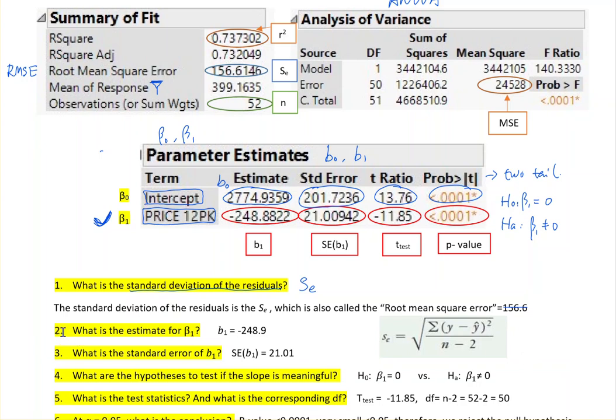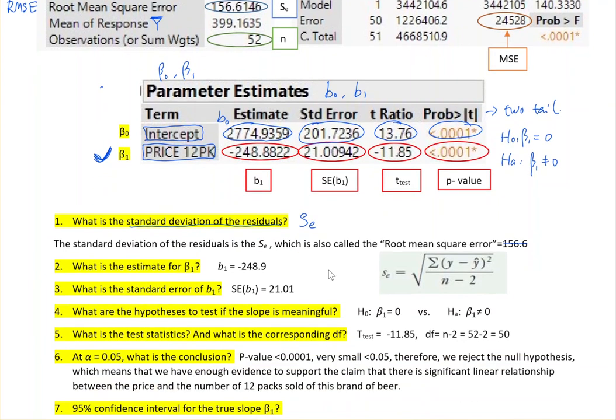Alright, so next, what is the estimate for beta 1? First, what estimates beta 1? B1, right? And then you just find the value of B1, which is negative 248.9, right? Okay, so this is B1. Next, what is the standard error of B1? That's it, right? So this is for the beta 1. You have B1 and then the corresponding standard error of B1, which is just 21.01. Is that easy? Right?